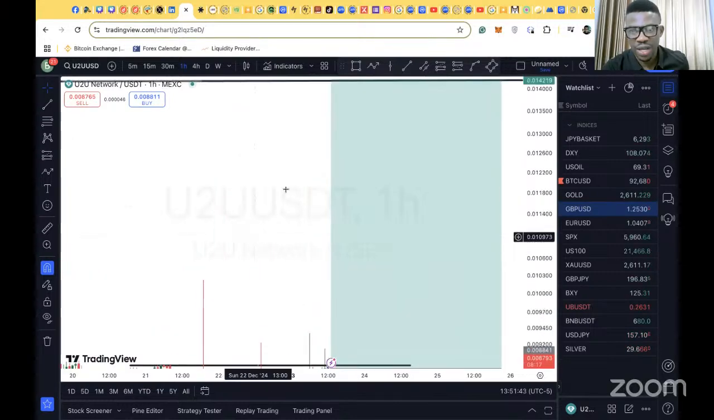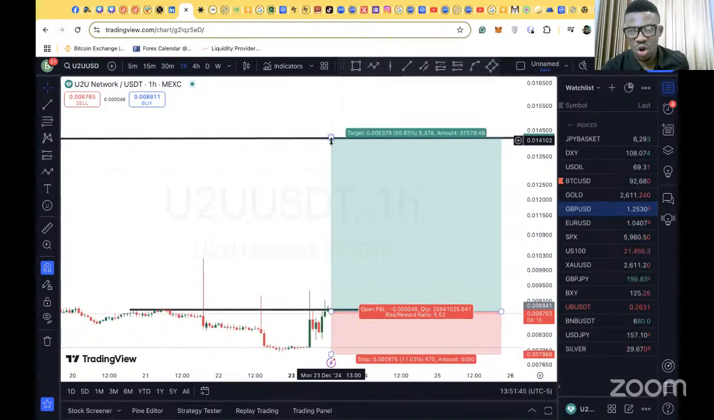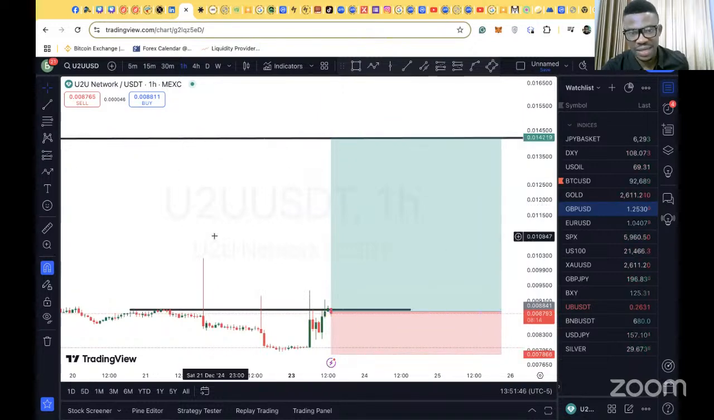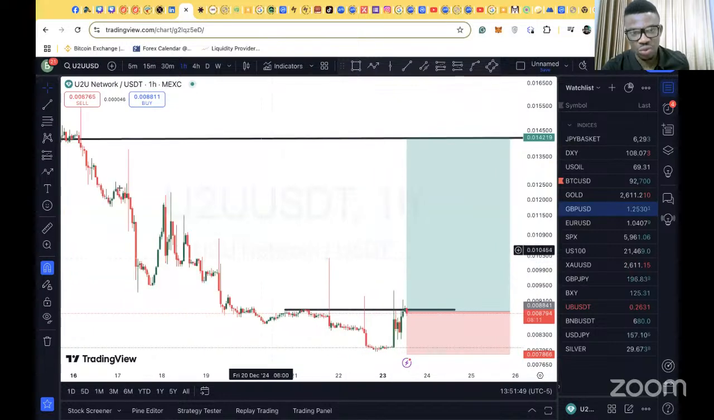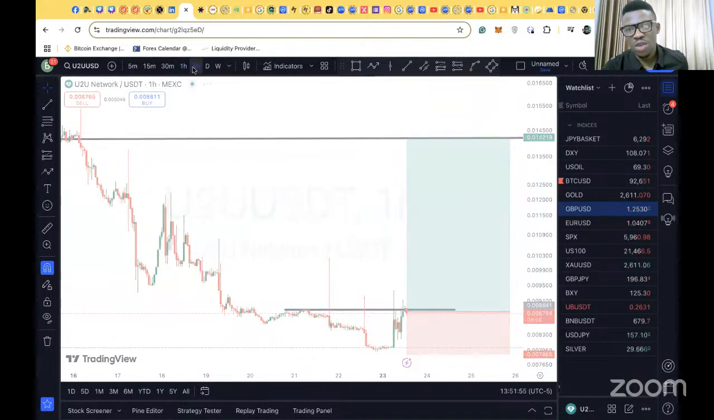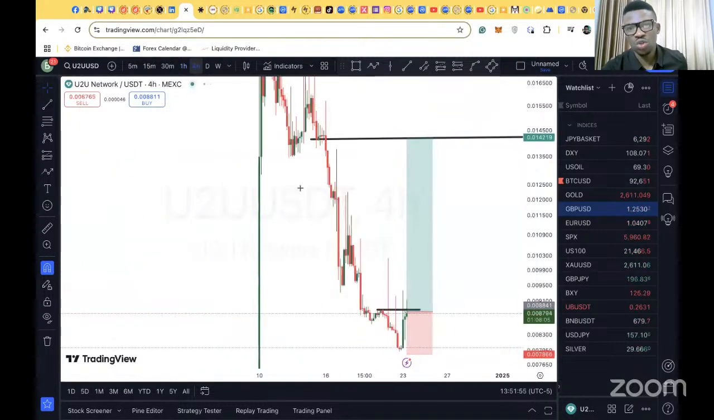Our entry is where it is. Then our take profit is up to this particular place. There is a hurdle here, which is the first take profit. There are other smaller hurdles, 1, 2, 3, small barriers, because we are in a lower time frame. If you go to a higher time frame, you will notice that those barriers are not really significant barriers.